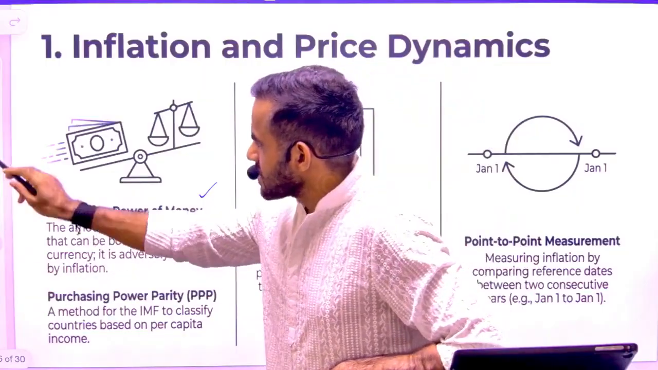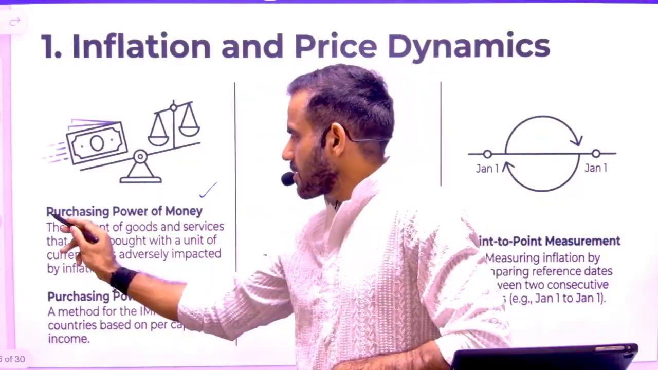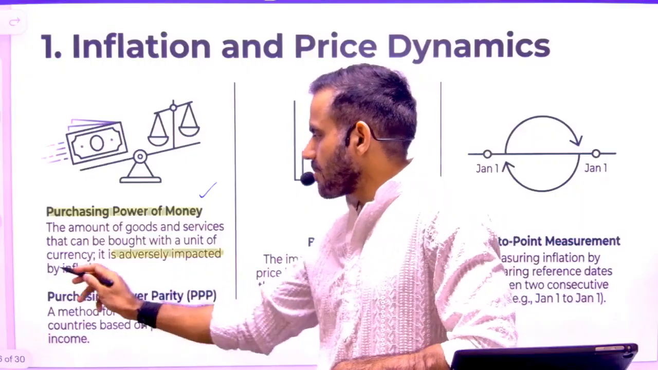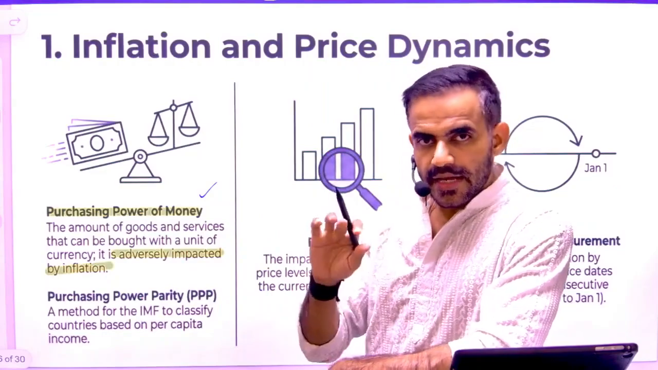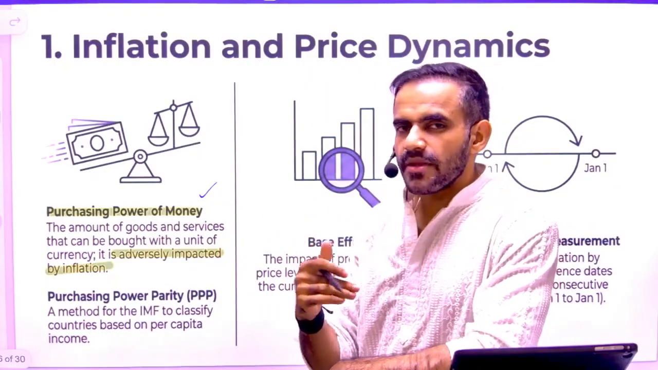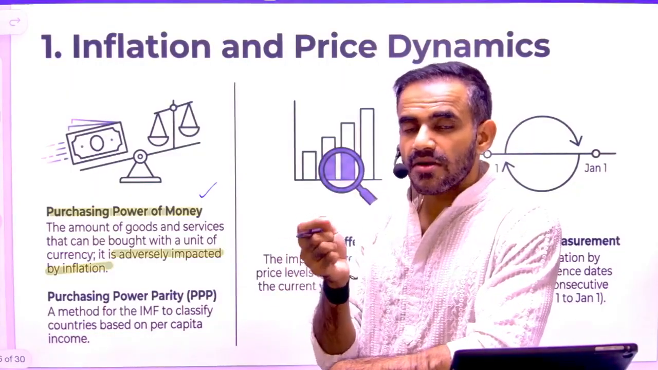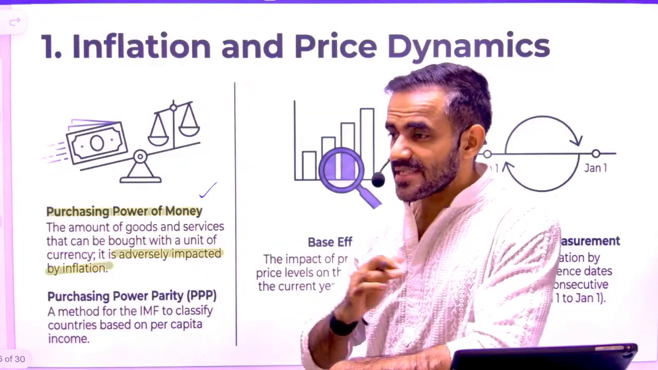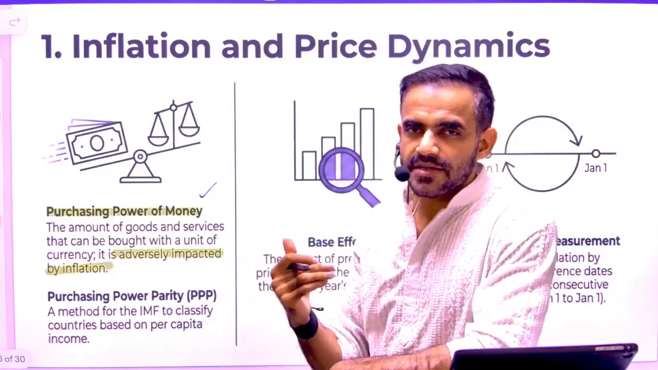Now, just remember this equation. Even though I have explained this concept, just remember that the purchasing power of money is adversely impacted by inflation. Why am I saying adversely? Because technically the relation is inverse. If the ability of money is higher, I can buy more and more items, but that will happen only if inflation is low. If inflation is high, that means prices are increasing rapidly. So, of course, my ability to buy items will go down.